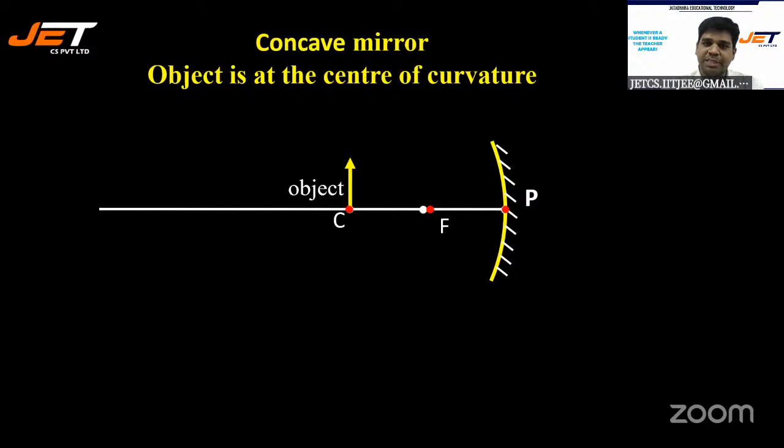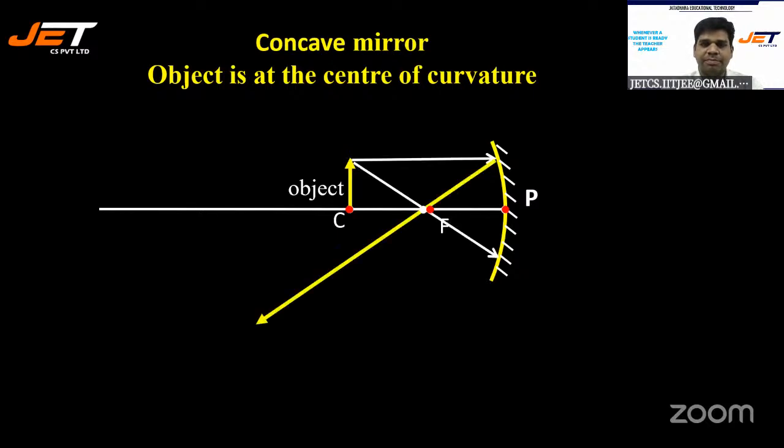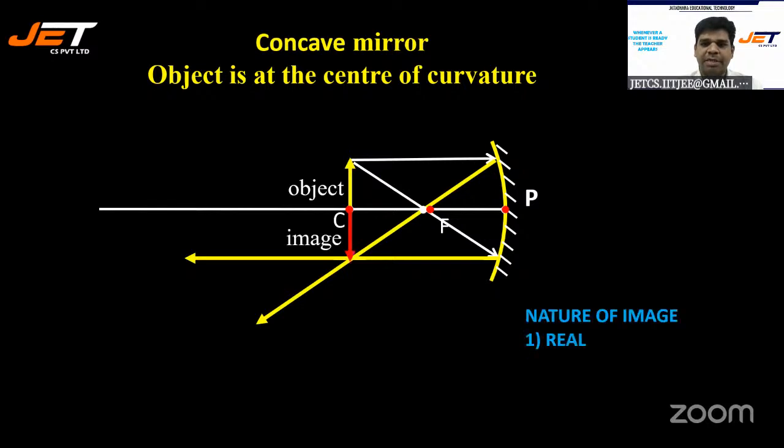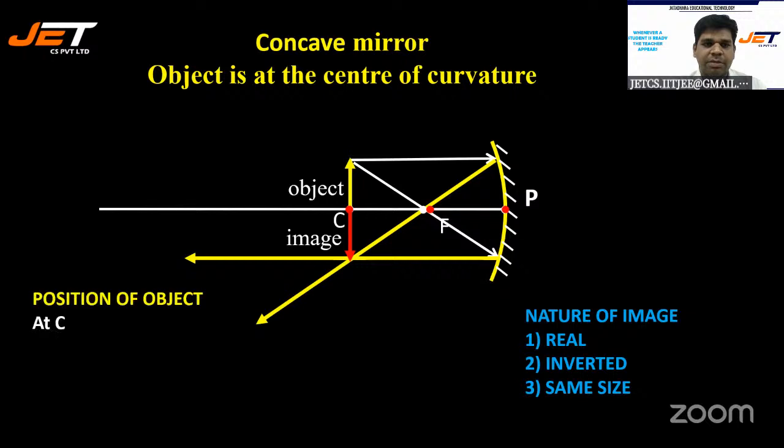Now, if the object is at C, the image is also at C: real, inverted, and the same size. As the object moves closer to the mirror, the image goes away from the mirror, and the size of the image keeps increasing. At the center of curvature, the size of the image matches the size of the object. So when the position of the object is at C, the position of the image is at C.